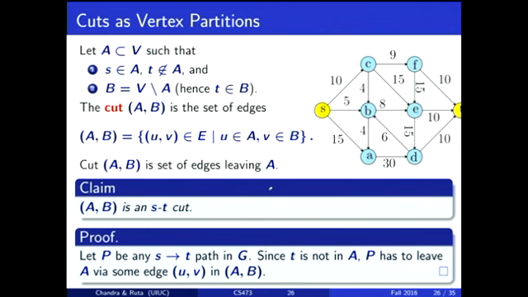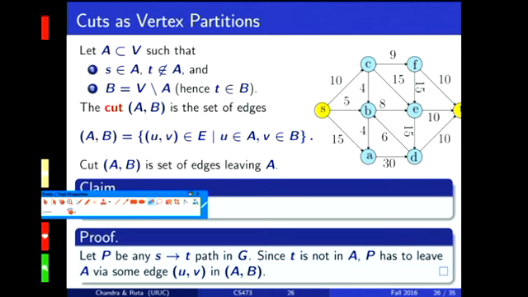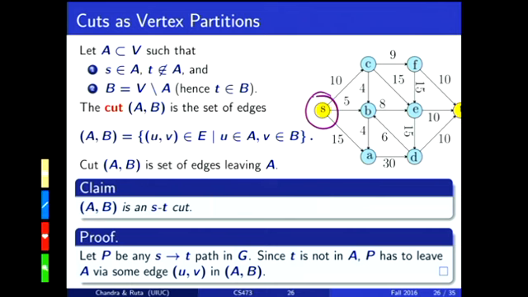So let's think of cuts in a slightly different way. I'm going slowly through different definitions, because you will need to translate back and forth between these different notions. Another way of defining cuts is to take a subset of the vertices which contains S and does not contain T. So here is one subset. The obvious subset is this, and here is another subset.